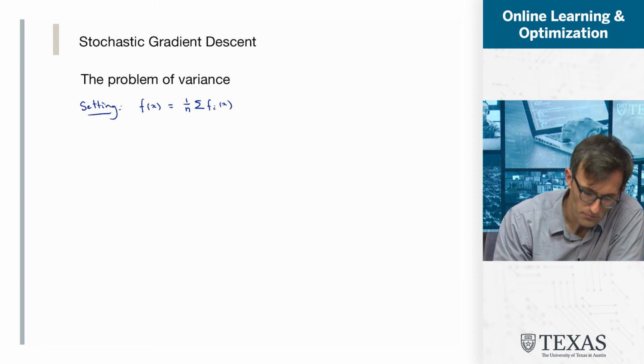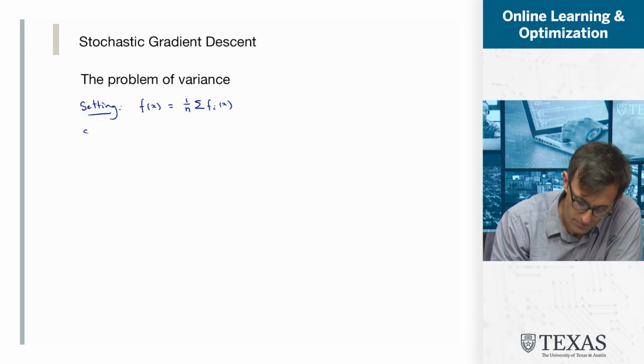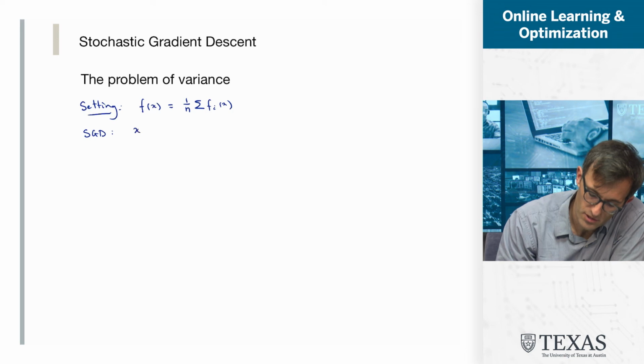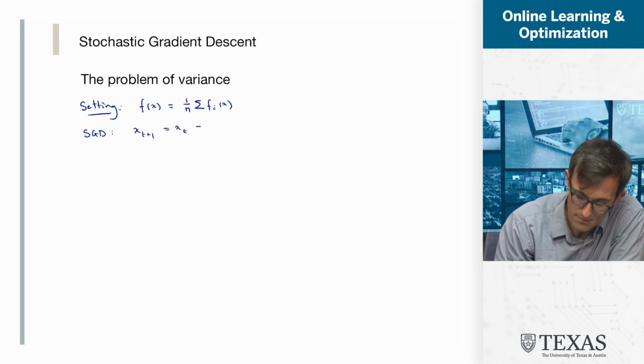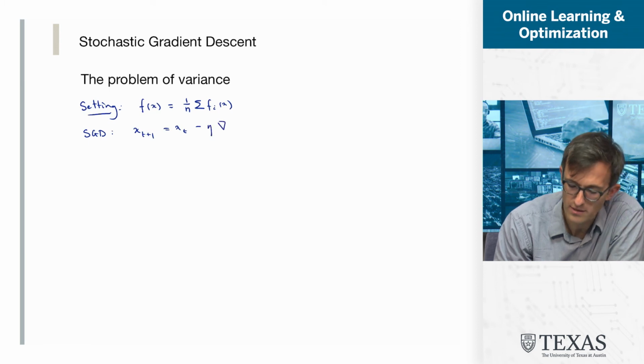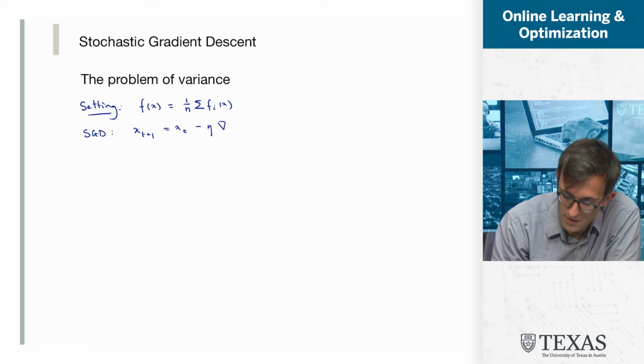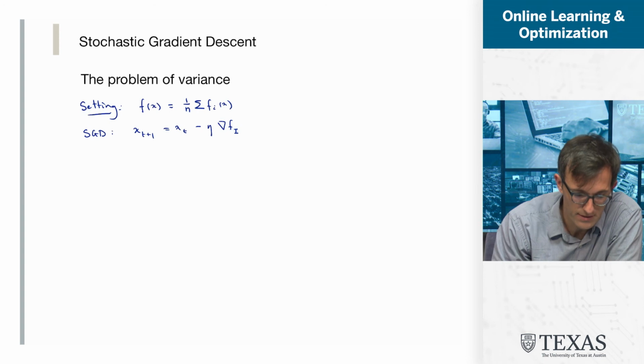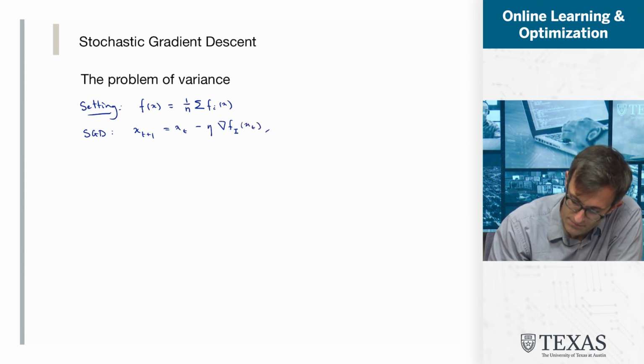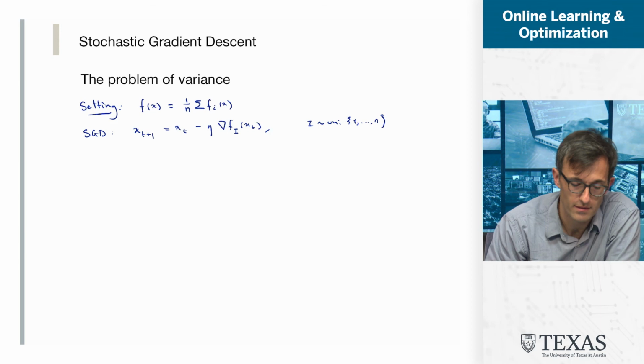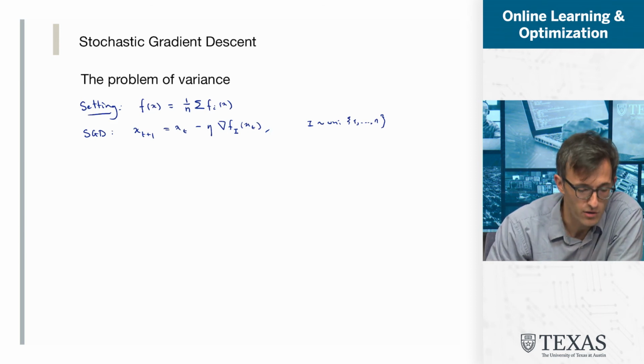So the SGD algorithm is saying that x_{t+1} is equal to x_t minus eta times the gradient, not of the full f, but rather of a randomly selected f_i, where again, i is a uniform random variable distributed over 1 to n. You can think of that being as your n data points.